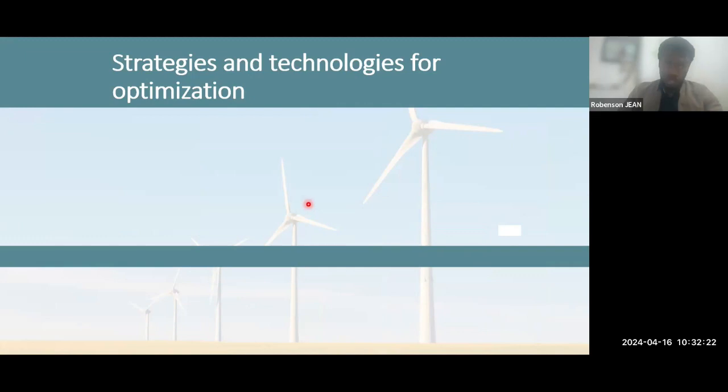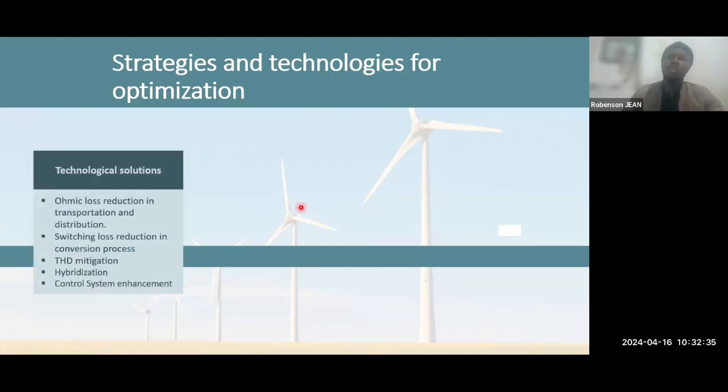So now, once we know the what, and we know that we have to get ourselves involved and set goals, it is important to know how we will address this optimization. So we have many types of solutions. We have technological solutions, for instance. We have to drastically reduce the losses. It can be heat loss, and losses in the transportation, the transmission process, and distribution.